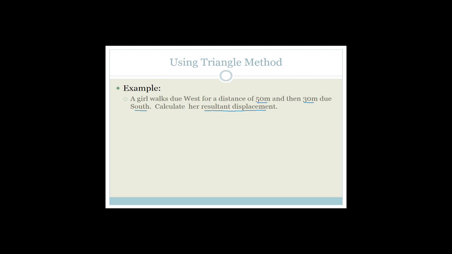Okay, so the first thing that we're going to do is draw it. So we say a girl walks due west. Just to make sure you know where I am, this is north, south, west, and east. So the girl walks due west for a distance of 50 meters. She then walks due south for a distance of 30 meters. And they want to know what is her resultant displacement. And that is her resultant displacement over there. What is her resultant displacement?